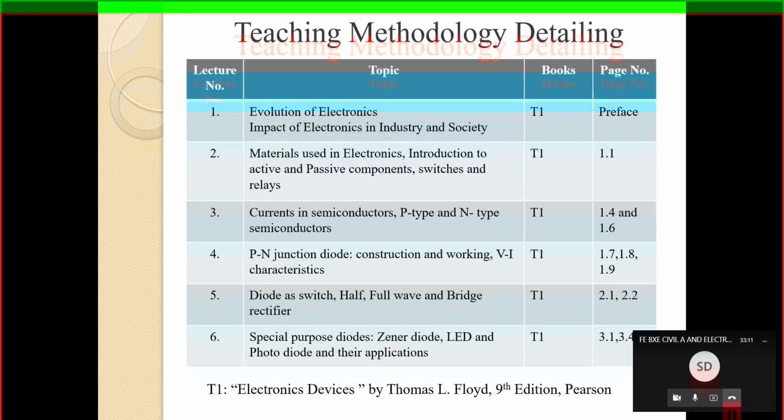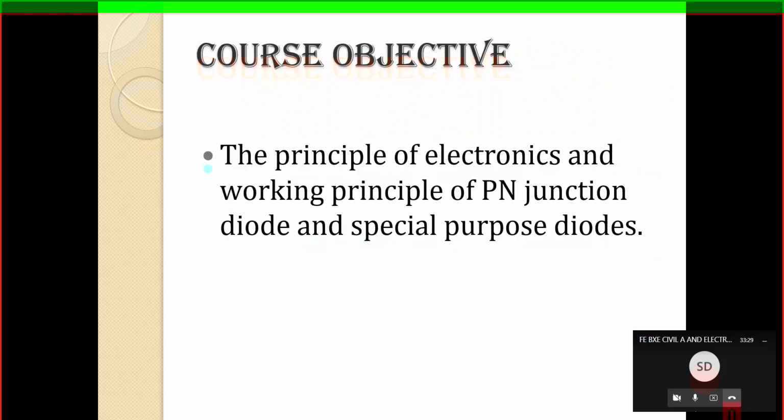In this teaching methodology, we can learn the evolution of electronics, and the T1 mentions the reference book Electronic Devices by Thomas Floyd, ninth edition, Pearson. You can see the course objectives: the principles of electronics, the working principle of the PN junction diode, and the special purpose diodes.